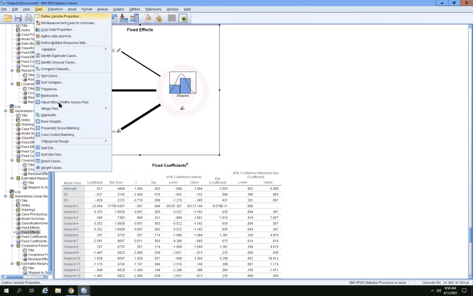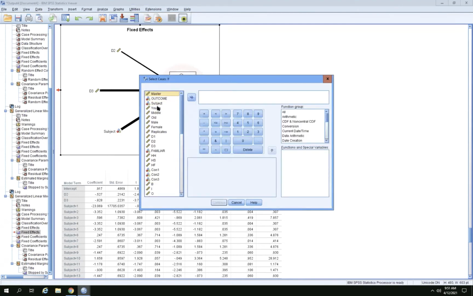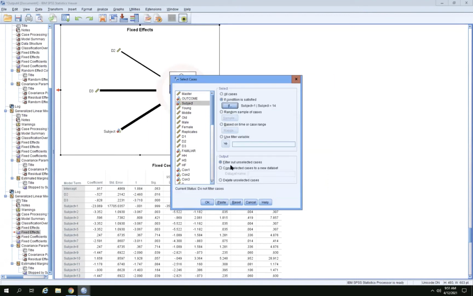So if you go under data, select cases, we could go if subject is equal to 1, or, and then it becomes a very long statement. Subject is equal to, I don't know, I've lost track, 14, and just a series of or statements. You could do that. And then you want to make sure you either filter out the unselected cases or keep the unselected cases. You need to figure out what your filtering criteria are here. So that's the way you would do it in SPSS, or at least that's the way I know how to do it. There may be some other flexibility there.